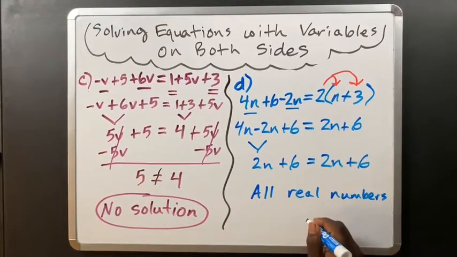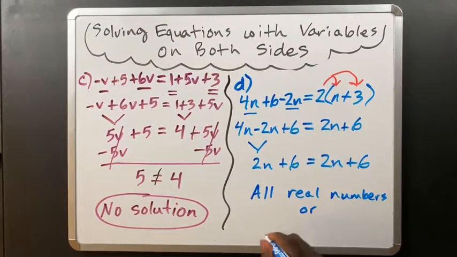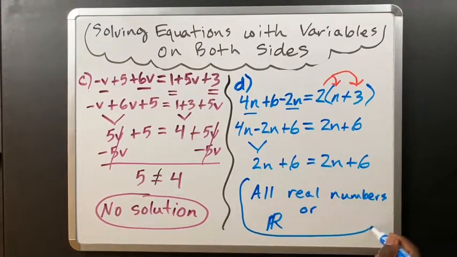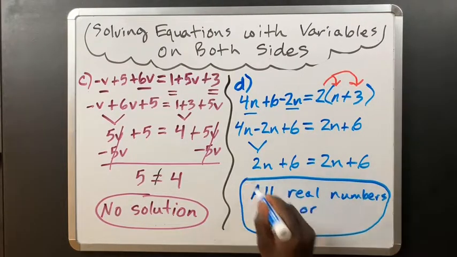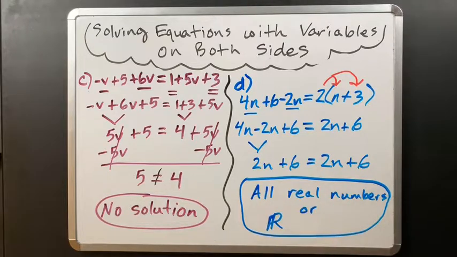Okay? I've also seen sometimes they'll write it like this, a double R or something. It just means all real numbers. All real numbers. I can plug in positive or negative numbers for n, and I'm going to get equality. All real numbers. All right, very good.